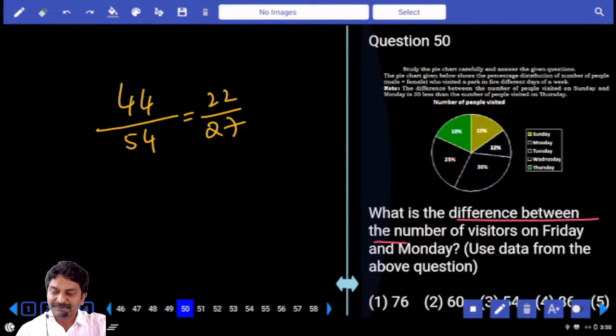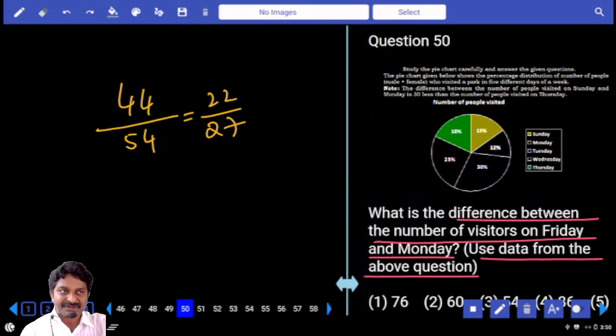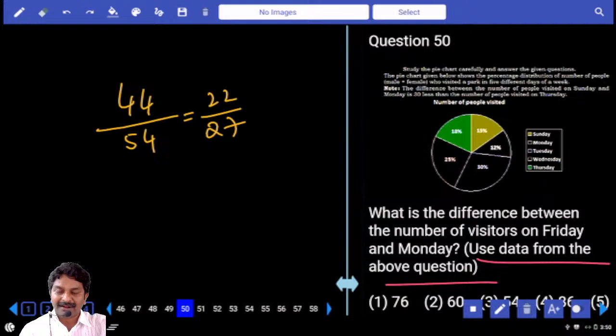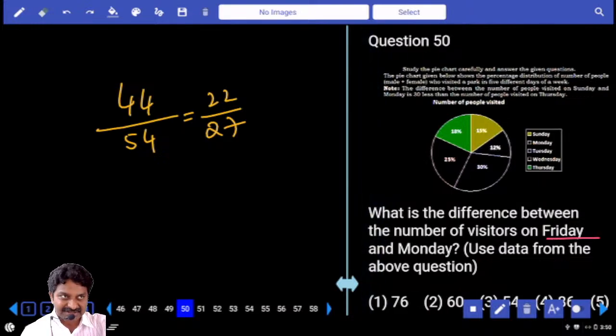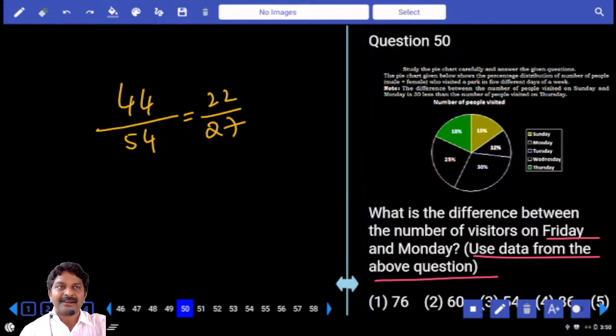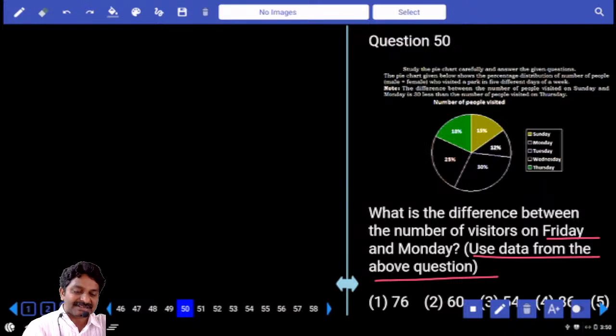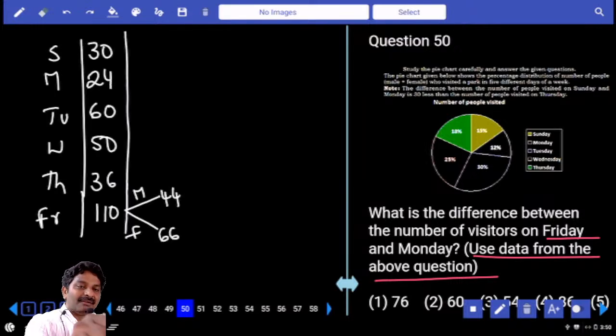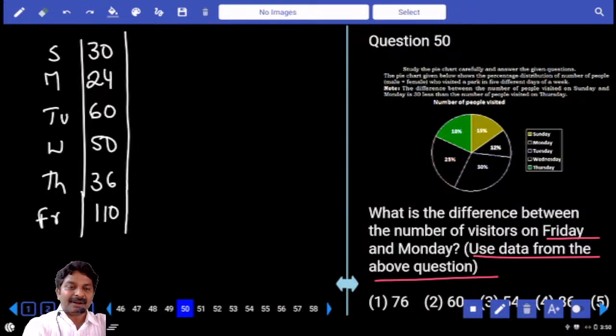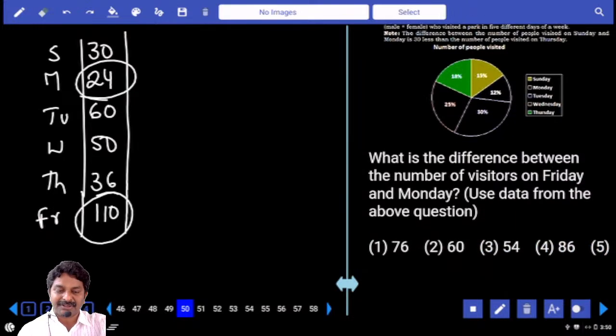What is the difference between the number of visitors on Friday and Monday? Use data from the above question. If you don't have the underlying data, the answer is cannot be determined, because Friday data is not available with us. Because of this particular note, we can consider the previous data. On Friday, how many people are there? 110. And then Monday, 24. We were asked to calculate the difference between both the numbers, which is equal to 86.